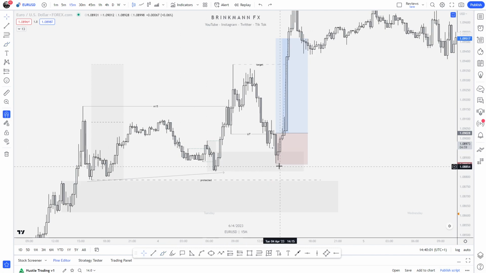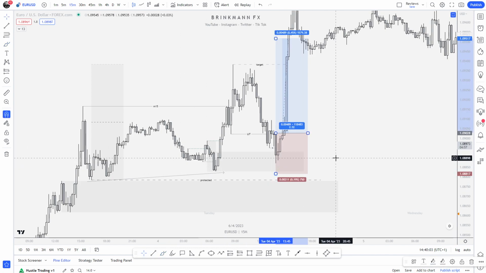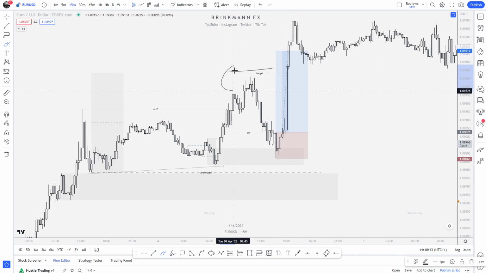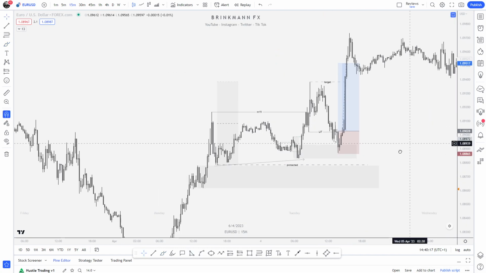You can be more conservative and cover the whole low of the POI if that's what you choose to do so. But for me, that's enough confirmation for me to get involved in my position, covering the low right here. And then as you can see, we get a nice clean push coming to target the liquidity above this higher high, and we can see that it comes and hits target.